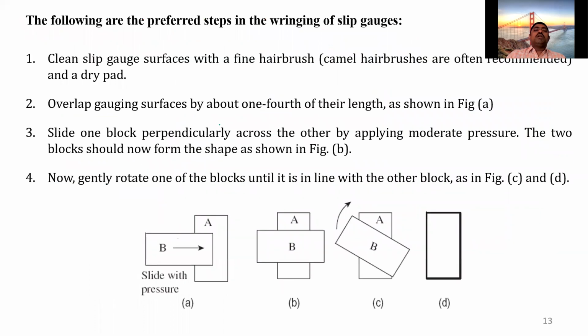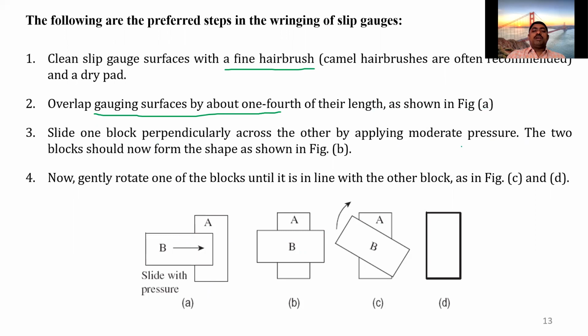This is the procedure involved in ringing of the slip gauges. First, we have to clean the slip gauge surfaces with a fine brush, like camel hair brushes are often recommended, and a dry pad, and then overlap gauging surfaces by about 1/4 of their length, as shown in figure A, and then we slide one block perpendicularly across the other block by applying moderate pressure.